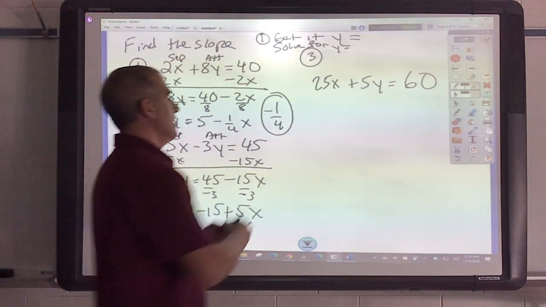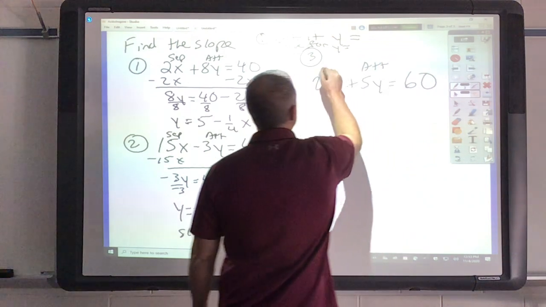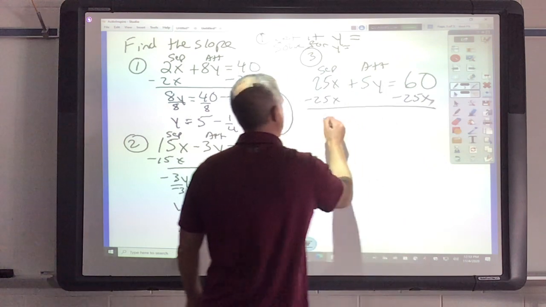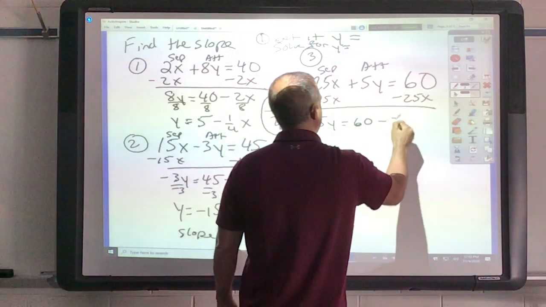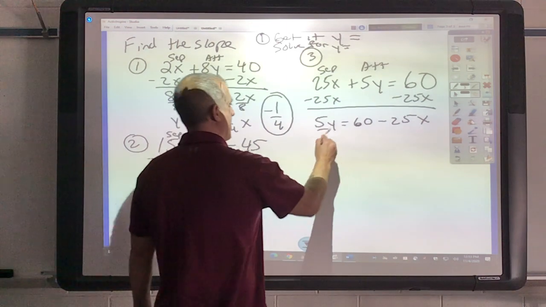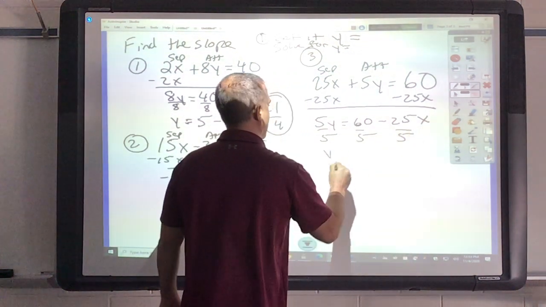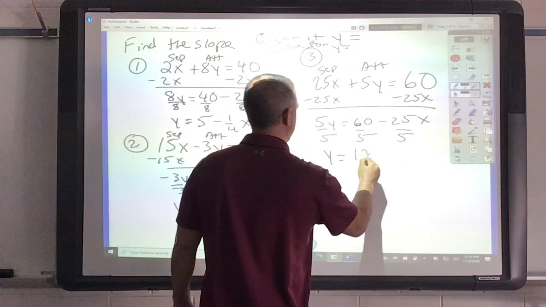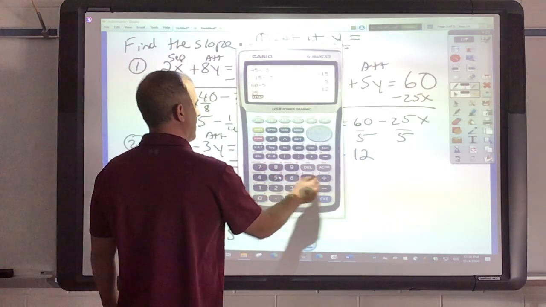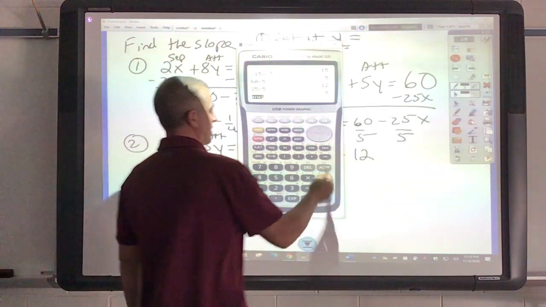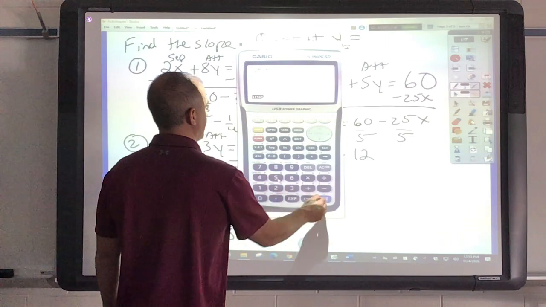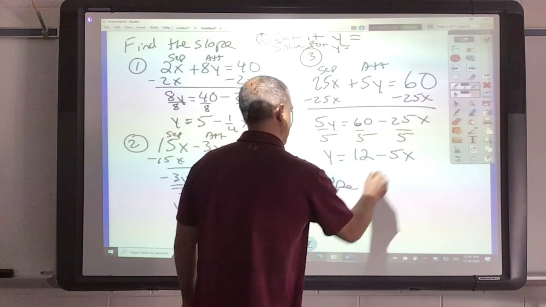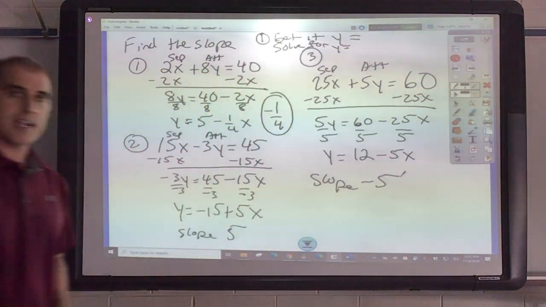Okay? So this one is the attached, this one is the separated. Subtract 25x, subtract 25x. I've got 5y equals 60 minus 25x. And now I'm going to divide everything by 5. Y equals 60 divided by 5 is 12. -25 divided by 5 is -5. So my slope is the number in front of x, which would be -5.